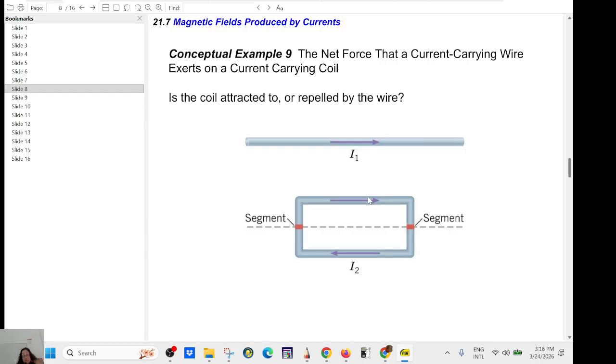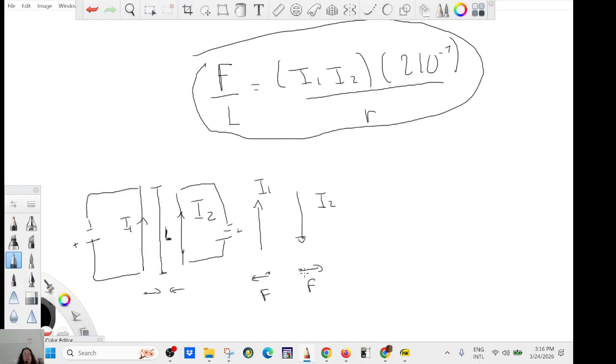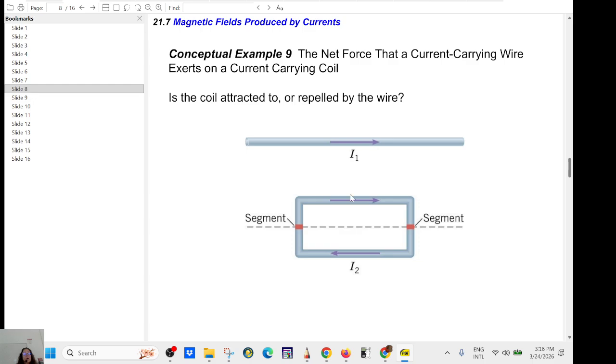I don't hear you. Which one? They attract. This one and this one attract. Okay, but remember the force is inversely proportional to the distance. So I2 and I1, this one and that one, that segment and that segment here, do they attract or repel?